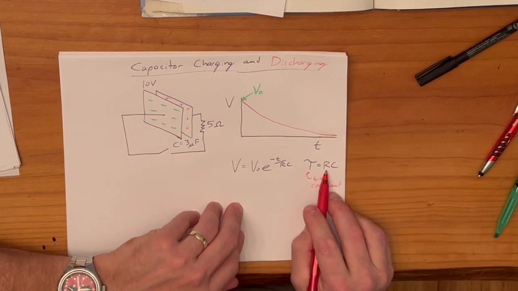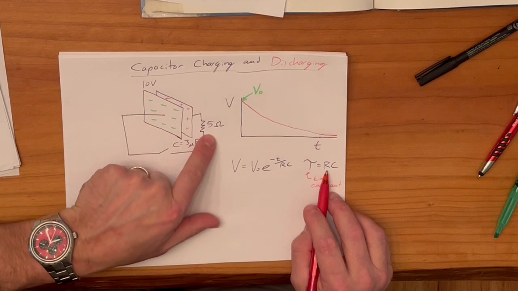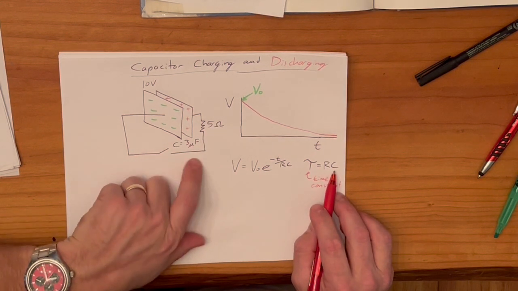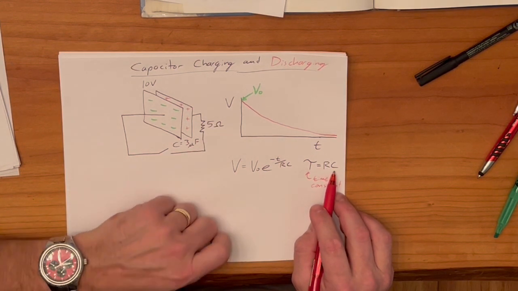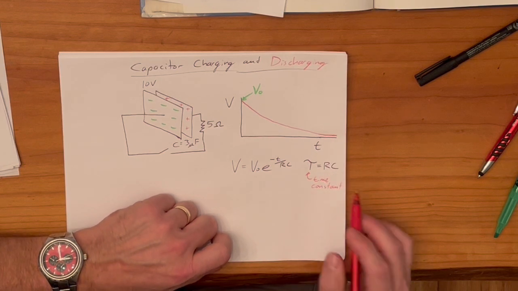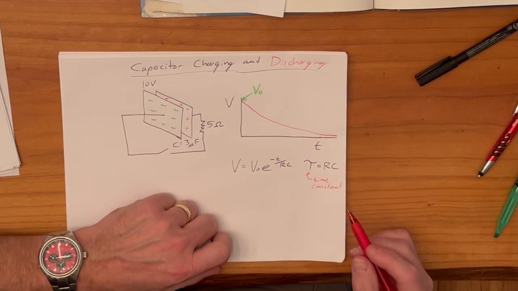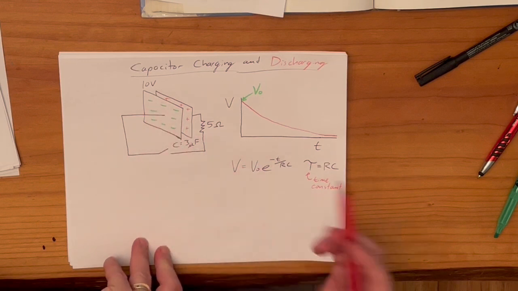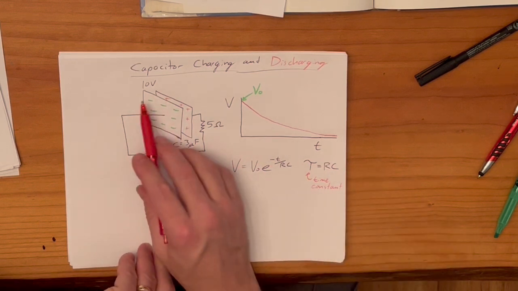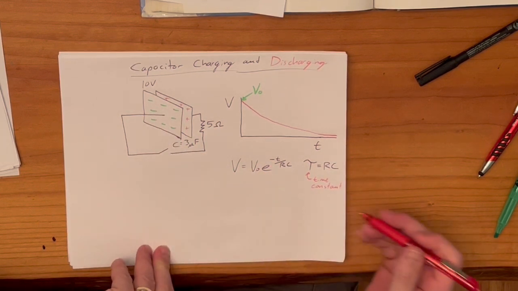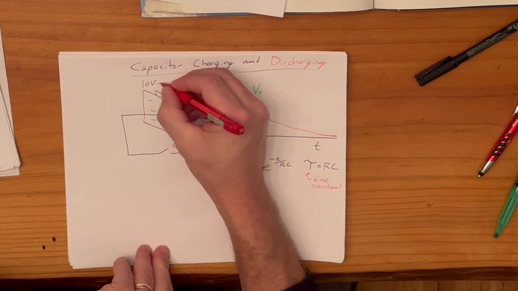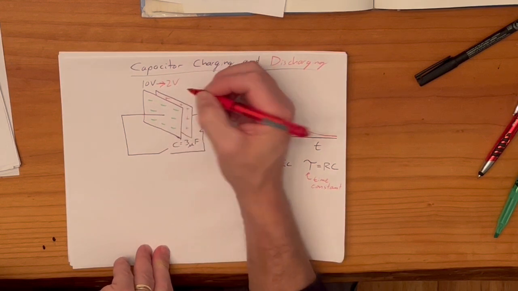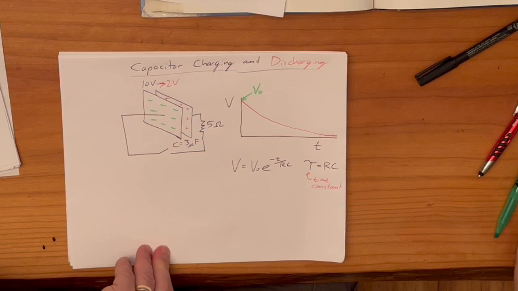R is the resistance of the circuit, so for us it's 5 ohms. And C is the capacitance of the circuit, so for us 3 microfarads. Okay, so let's say we want to see how long it's going to take to discharge from 10 volts down to, let's say, 2 volts. How long does that take?